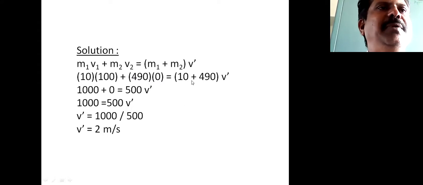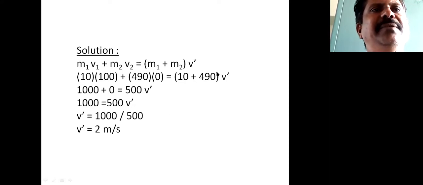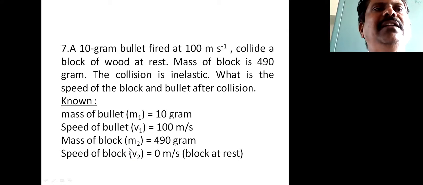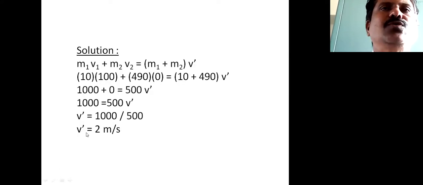So you are getting, on the right-hand side, 10 plus 490 into v dash. This v dash we need to calculate. So 10 into 100 is 1000, and 1000 plus 0 equals 500 v dash. Therefore v dash equals 1000 divided by 500, so v dash equals 2 meter per second. After hitting the block, the block along with the bullet moves with a velocity of 2 meter per second.